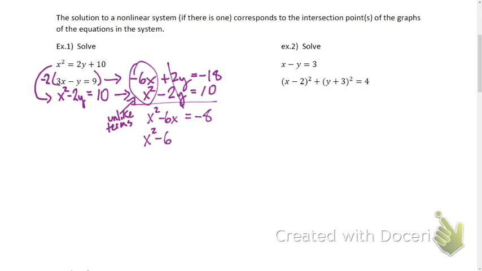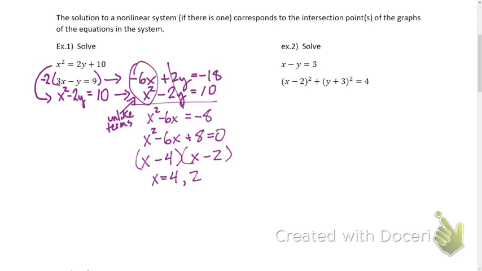So get the 8 to the left side. And we do have 2 numbers that multiply to 8 and add up to negative 6. So this one is factorable. If not, I'd do the quadratic formula. And we end up with 4 and 2. This means we have 2 coordinates, 2 places where these equations cross.